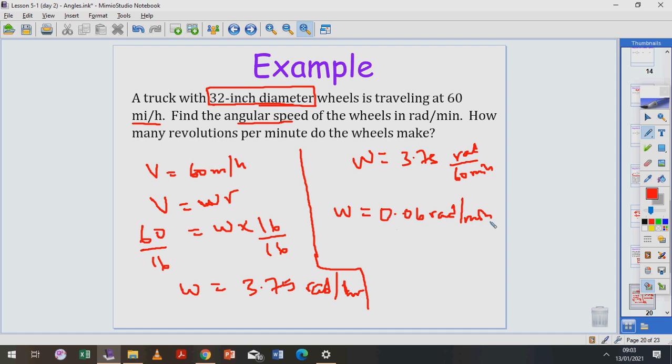So how many revolutions per minute do the wheels make? 0.0625. Now, I know the physics people are going to be complaining, because in physics the very first thing you do is convert these units to the same quantities. In a practical sense, that's what we're supposed to do. We're supposed to first change inches to miles, or miles to inches, such that we're working with uniform quantities.